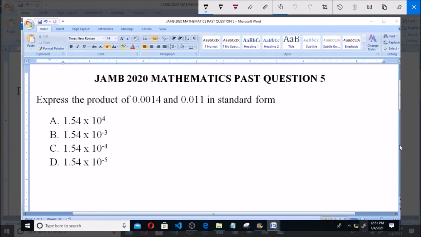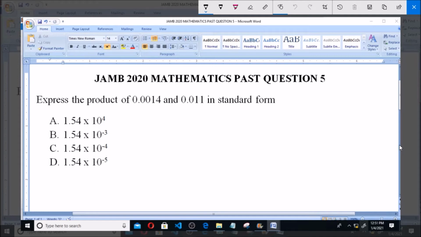Express the product of 0.0014 and 0.011 in standard form. So let's express their product in standard form. Now, standard form is just a simple way in mathematics in which very small numbers or very large numbers are expressed in a simple form.